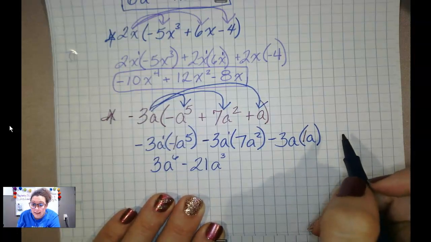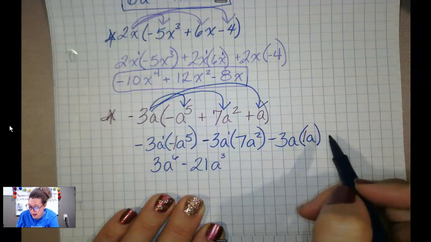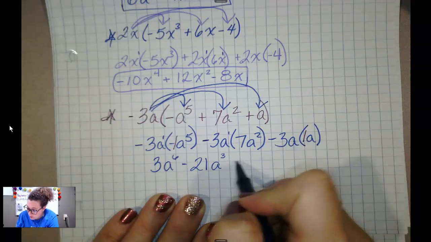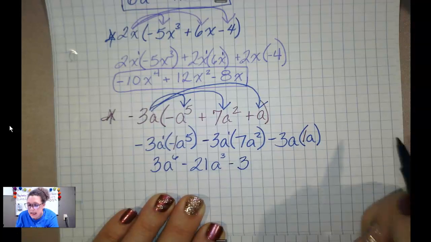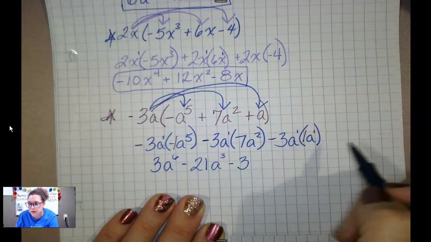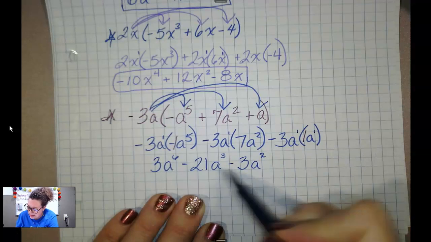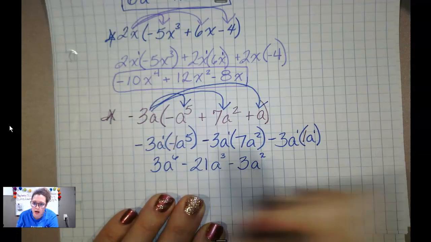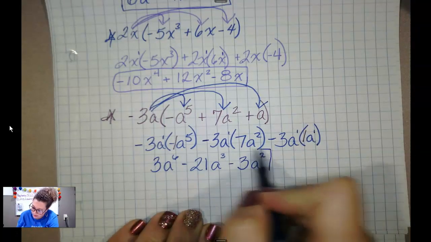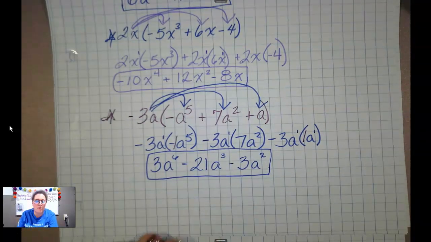And finally, we have negative 3a times a, or times 1a. So negative 3 times 1 is negative 3. And then we have a times a. So remember, that's a to the 1st, a to the 1st. 1 plus 1 is 2. And we have a to the 6th, a to the 3rd, a to the 2nd here. None of these are like terms. They all have different powers. And voila, there we go, all done.